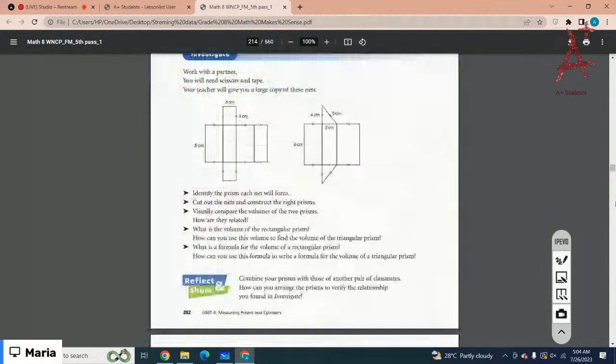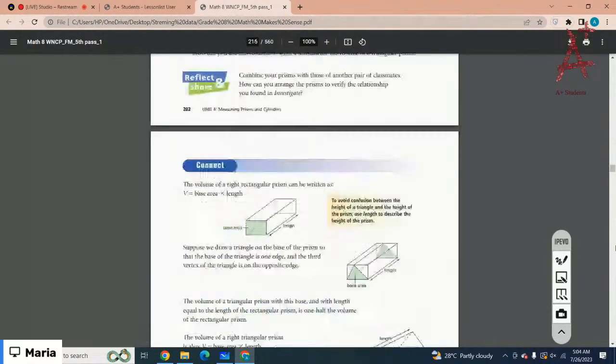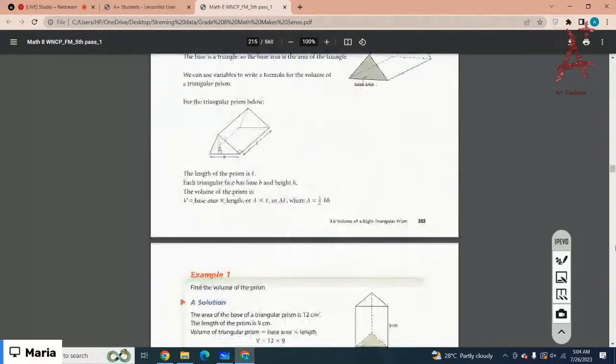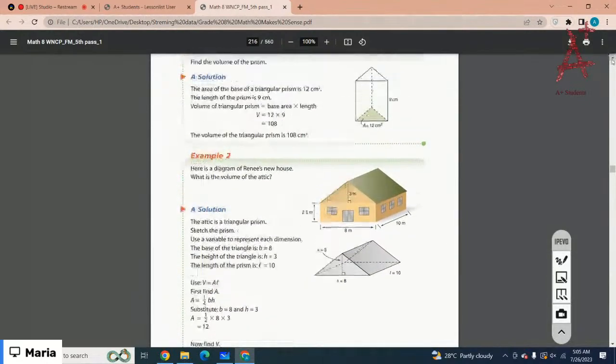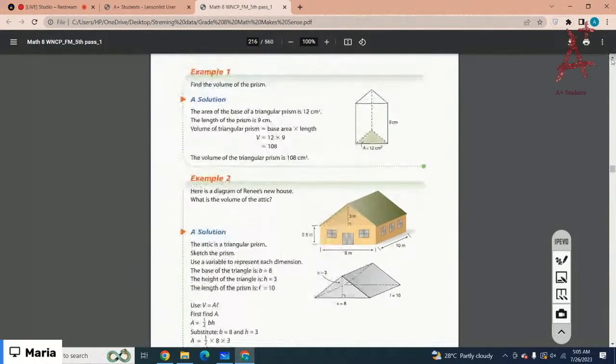Okay, so the volume of the right triangular prism is V equals A times L. A is the area of the base and L is the length. Let's just look at the example. You are given a right triangular prism. Find the volume of the prism. The area of the base is 12 centimeter square. You are given the area of the base. Got it? So you have to do 12 times 9. 12 times 9 is 108 and 108 is the volume of the right triangular prism.